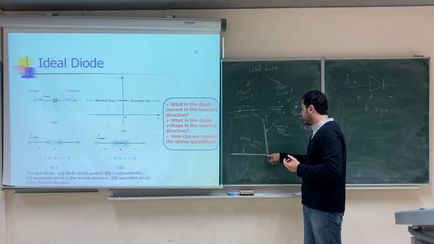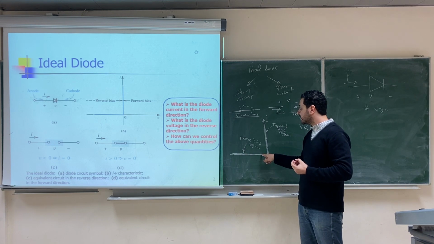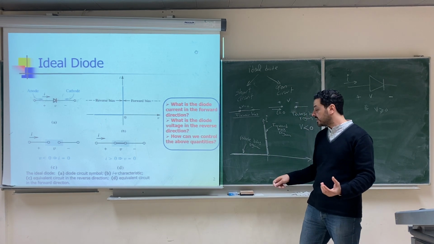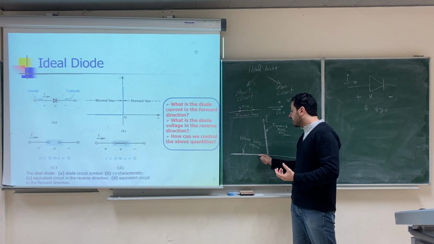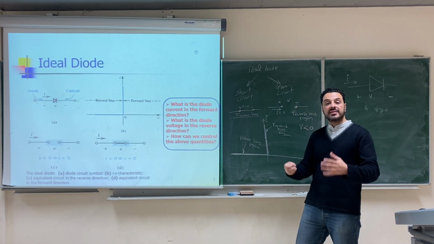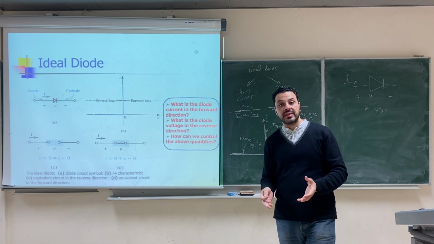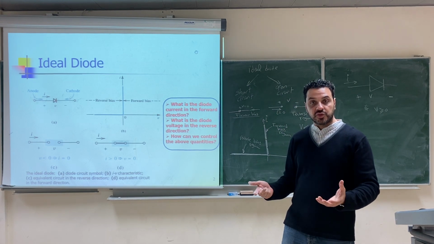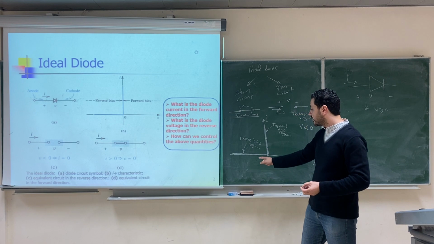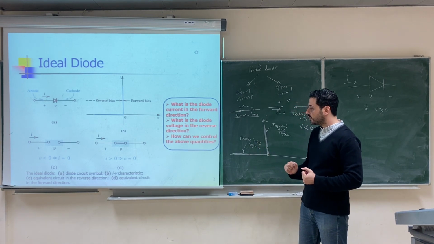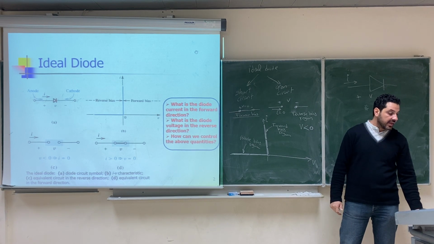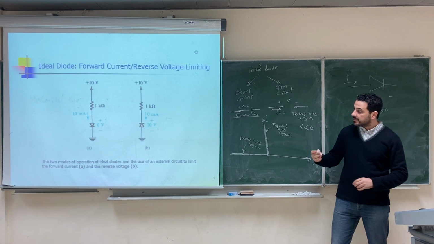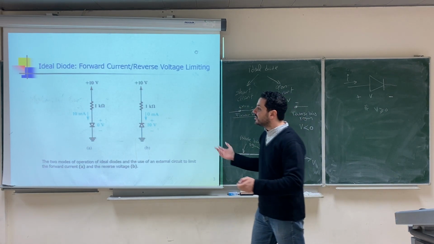Same thing here. If the diode is working in the reverse bias region, as we'll see in some examples later, then what determines the value of the reverse bias voltage is the external circuit that we connect around the diode. We have to solve this circuit in order to find the value of the reverse voltage, and we can, of course, control it using the external circuit. For example, let's look at these two simple circuits.